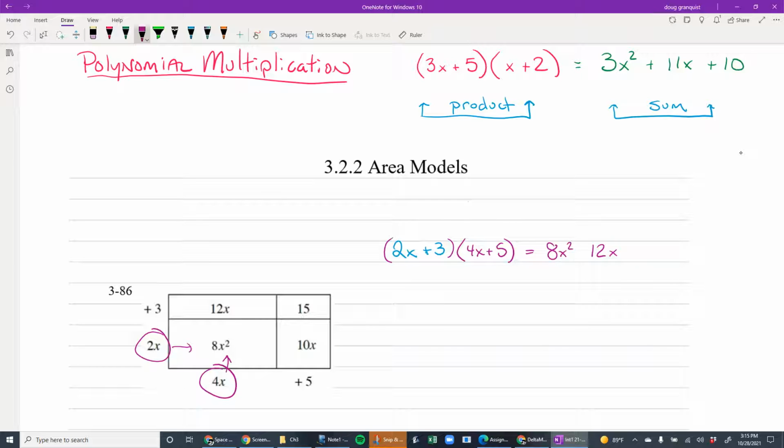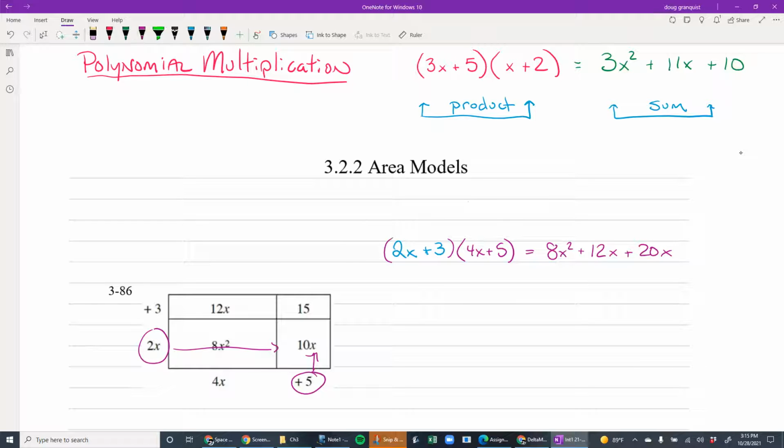Now, when I put them in order, I put the things with the largest powers first. So that's why I put the 8x squared to begin with. Now I put in the other one, so 5. 5 gets multiplied right here by 2x. We end up with 10x.